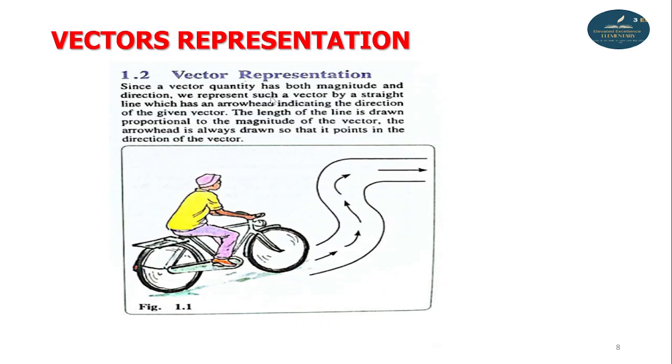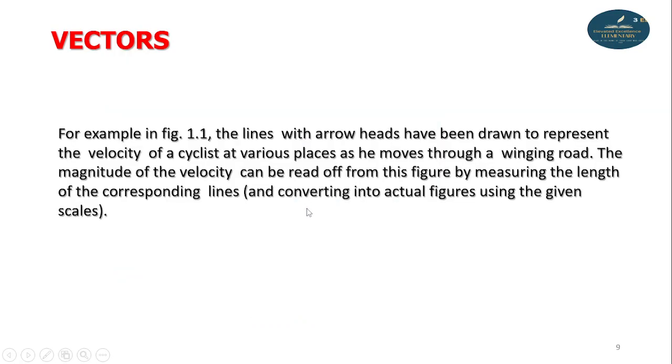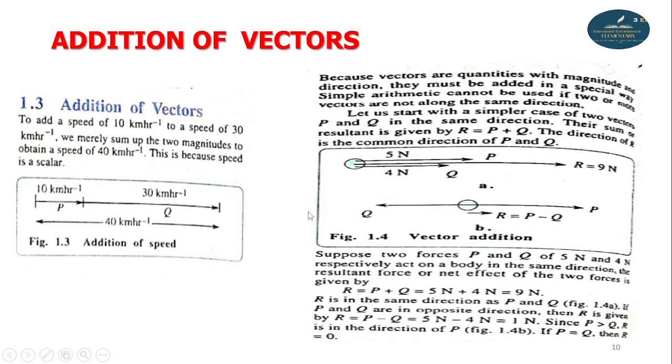So the length of the line is drawn proportional to the magnitude of the vector. The arrowhead is always drawn so that it points in the direction of the vector. Now let's look at the addition of vectors. We stated that vectors are added geometrically, but scalars are added algebraically. So there's a way vectors are added. We don't just add with the manner of algebra.